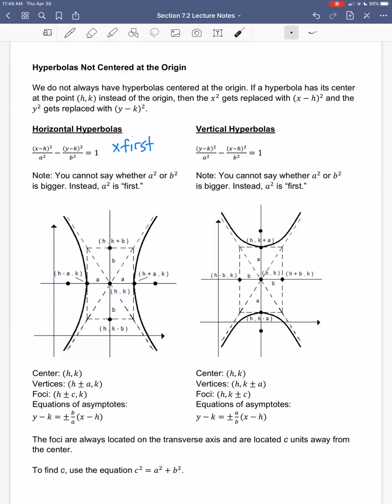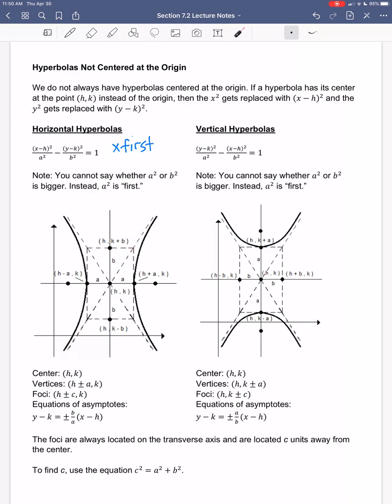Okay, so again, you can't say whether a squared or b squared is bigger. Instead, a squared is whatever's first. So here x is first, a squared is under the x. This is what the graph's going to look like. This is my y-axis and my x-axis. My center (h, k) maybe is over here. And this value a comes from the x. I move a left or right in the x direction. The b is with the y, so from the center I would go b up and b down. That would give me this box.